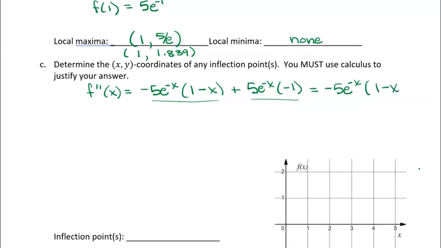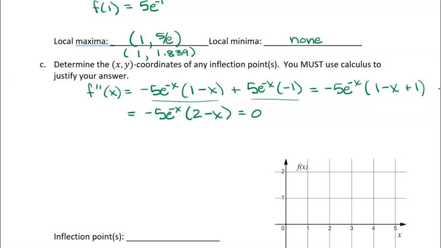And then when I factor out the negative 5e to the minus x, I'm going to have a plus 1 over here, right? So let's see what that looks like. I can combine the 1 and the other 1, and I'll get minus 5 e to the minus x, and then 2 minus x. Okay? Now that's a lot easier. Now I can set that equal to 0 to find the candidates for inflection points.